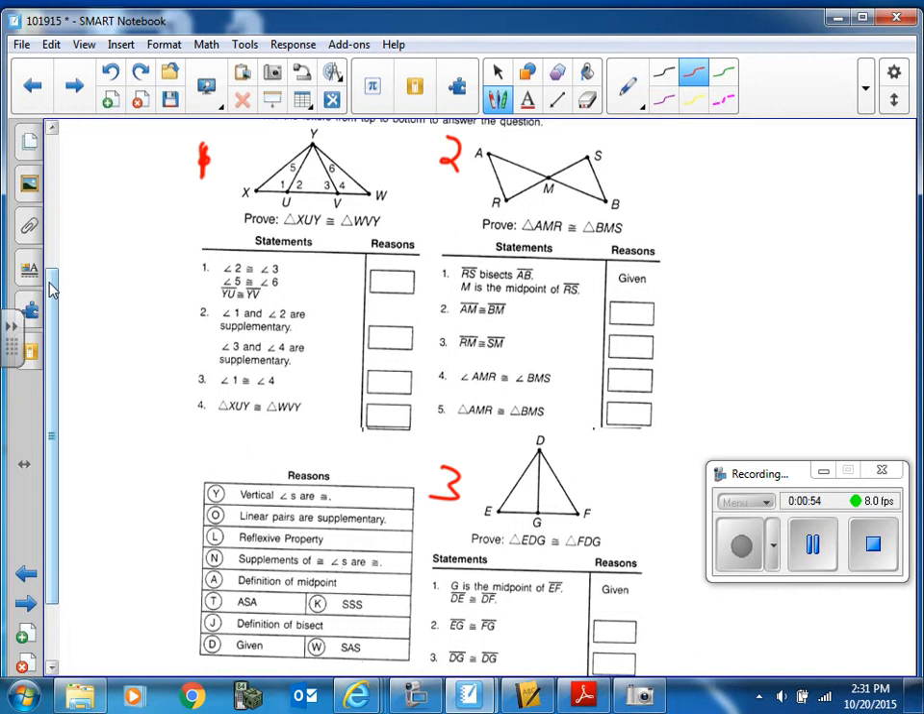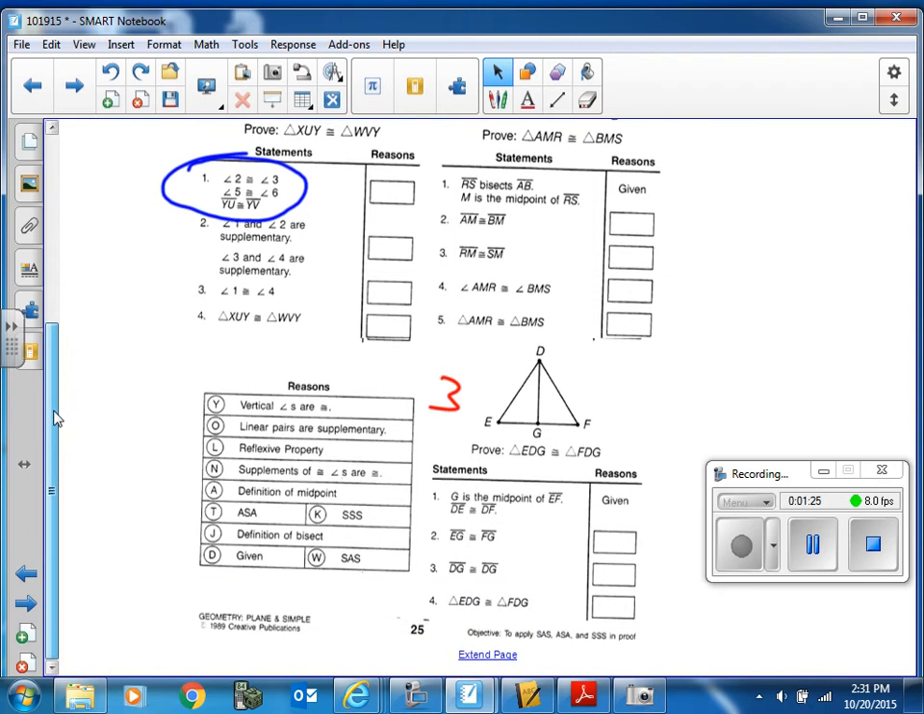It says prove that triangle XUY, which would be this triangle, which I'm trying to outline, not doing a great job, is congruent to triangle WVY. So WVY would be like this. I'll do that in a different color, just to make sure we understand. These are the two triangles. Now, you're given some information here. That's your given information.